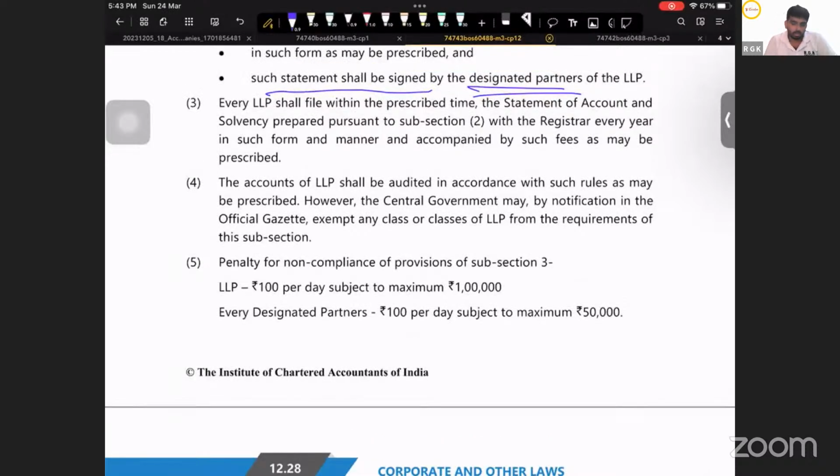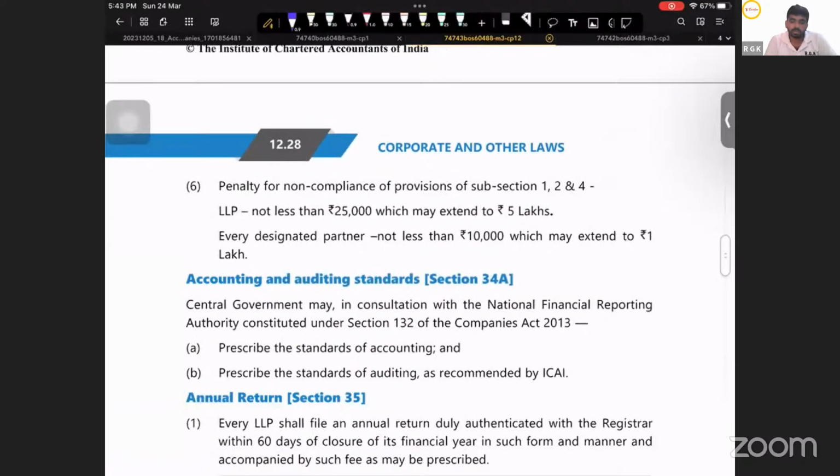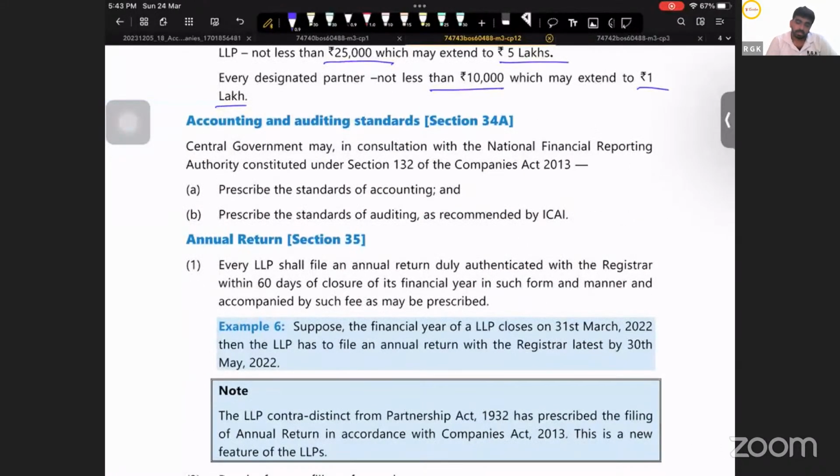Penalty for non-compliance of provision of subsection 3, that is not filing of statement of accounts and solvency with ROC: LLP shall be liable to a penalty of 100 rupees per day subject to a maximum of 1 lakh. Designated partner shall be liable to a penalty of 100 rupees per day subject to a maximum of 50,000 rupees. Penalty for non-compliance of provisions of 1, 2 and 4, that is not maintaining the books of accounts, not preparing the statement of accounts and solvency, not getting the audit done: LLP not less than 25,000 rupees, which may extend to 5 lakh rupees. Designated partner not less than 10,000 rupees, which may extend to 1 lakh rupees. Central government may prescribe accounting standards and auditing standards.